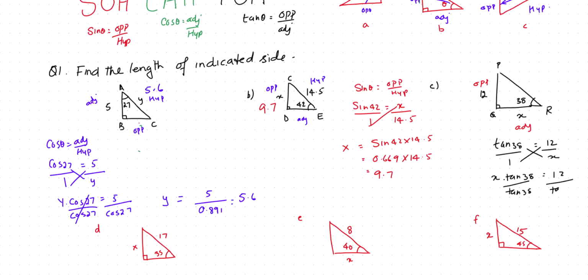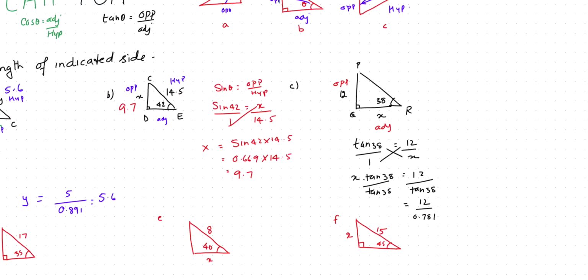So we get x equals 12 divided by tan 38. Tan 38 is 0.781. So 12 divided by 0.781 comes to 15.36. So the length of this side is 15.36.